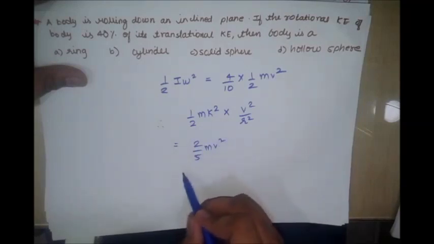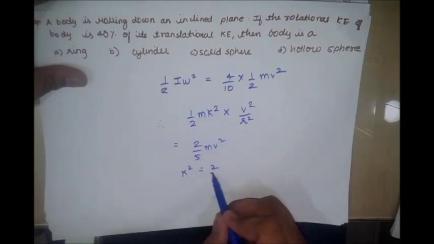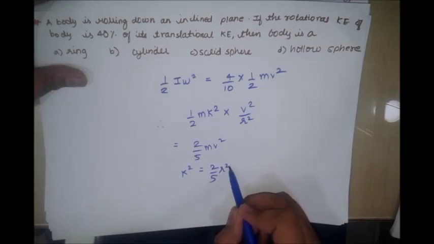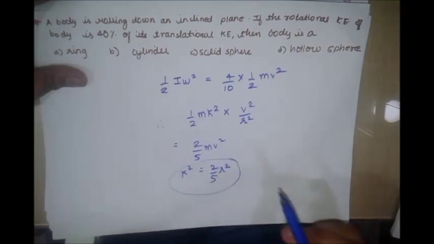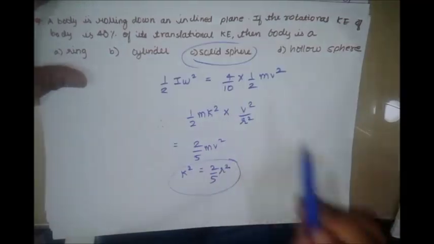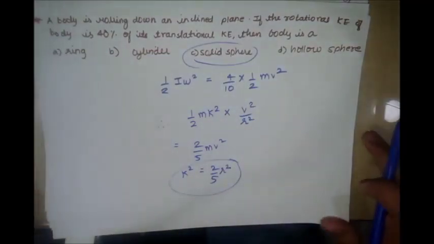mv square. So k square is equal to 2 by 5 r square. So therefore it is a solid sphere. So option C, solid sphere, is the correct answer.